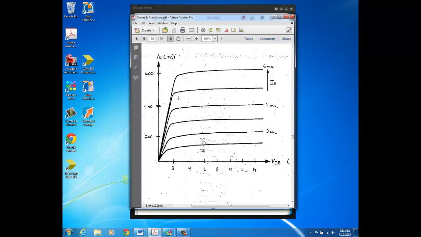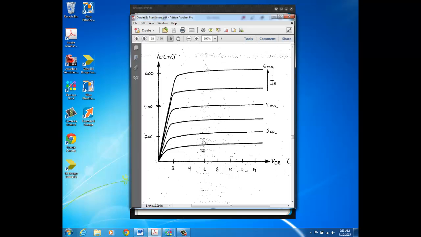So when you look on a spec sheet and you see what the beta spec is, that's roughly what it's going to be in this region where the curves are relatively flat. You can see with this transistor right here, the beta spec is roughly about 100, because if you take this curve right here, the 2 milliamp base current curve, come on over to the collector axis and you have about 200 milliamps. So your beta is IC divided by IB. So 200 divided by 2, that's 100. And again, since we're in this flat region, that's roughly what your beta spec is.